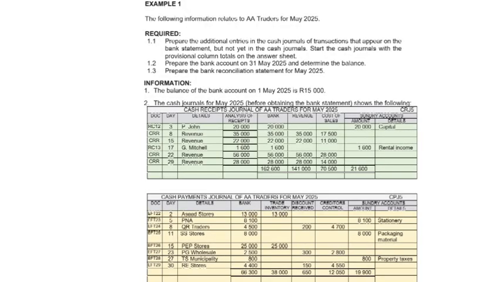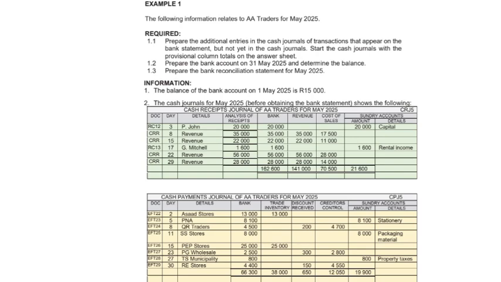Let's start our first example to see how all of this theory that you've just learned now gets applied. Example 1. The following information relates to AA traders for May 2025. Required 1.1. Prepare the additional entries in the cash journals of transactions that appear on the bank statement but not yet in the cash journals. Start the cash journals with the provisional column totals on the answer sheet.